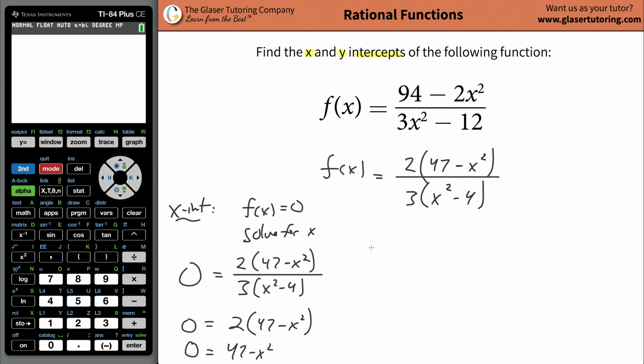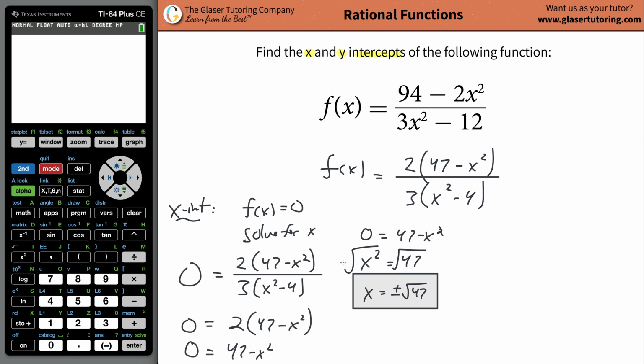So 0 is equal to 47 minus x squared. Bring the x squared over to the other side, so it's now positive x squared, and then take the square root of both sides. So x is going to be equal to positive and negative radical 47. Now you can plug that into the calculator if you wanted. Radical 47 is going to be a little less than 7, so 6.855, and so on. So that is going to be 2 values. So we have 2 x-intercepts, occurring somewhere around positive and negative 6.8. I'm not rounding, I'm just writing it down.